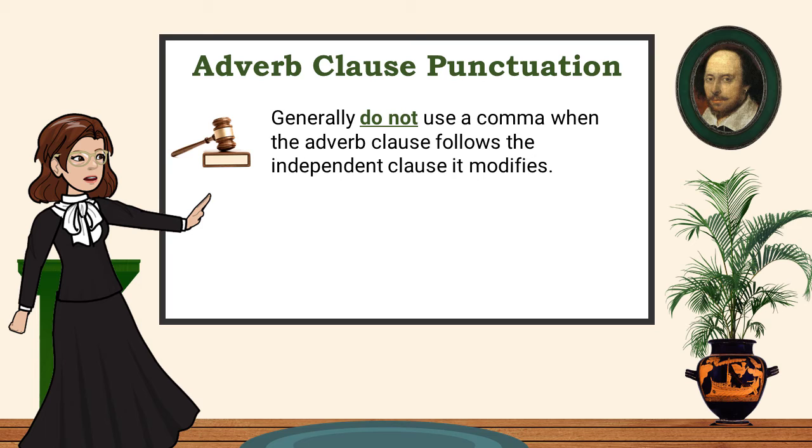However, generally do not use a comma when the adverb clause follows the independent clause it modifies. We say generally because there are some complex sentence structures involving multiple adverb clauses in a row, and figuring out whether they are modifying the independent clause in front of them or after them. But for now, let's focus on relatively simple sentence structures.